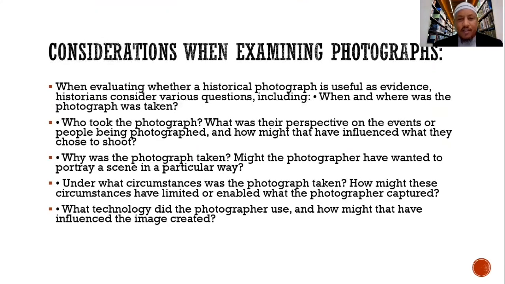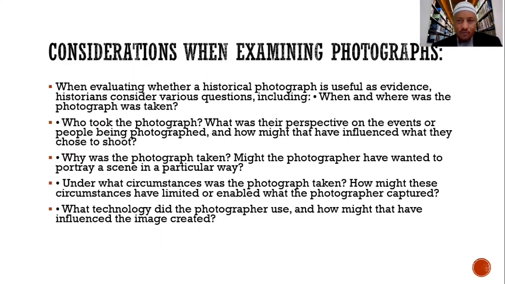Now, there's some considerations when you're examining photography. I'm going to leave them on the screen for you to look at real quick. First, when you're evaluating whether a historical photograph is useful as evidence, historians consider various questions. When and where was the photograph taken? Who took the photograph? What was their perspective on the events or people being photographed, and how might that have influenced what they chose to shoot? Why was the photograph taken? Might the photographer have wanted to portray a scene in a particular way? Under what circumstances was the photograph taken? How might these circumstances have limited or enabled what the photographer captured? And lastly, what technology did the photographer use, and how might that have influenced the image created?